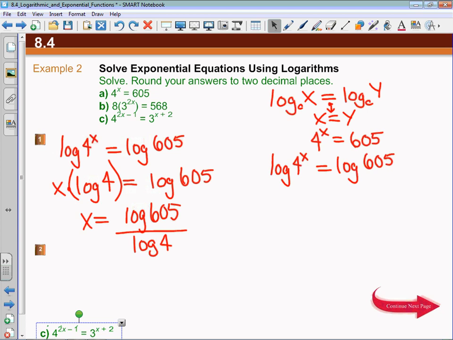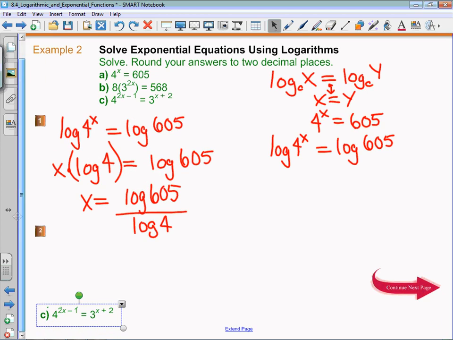Okay, sorry about that. So in that current form, that's enough for an answer. That's the exact form of that answer. And because the question asks what accuracy is required, this is why I like log base 10, because now I can type that into my calculator.